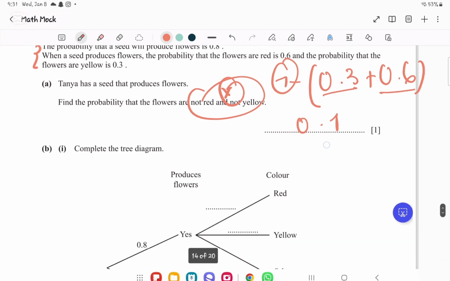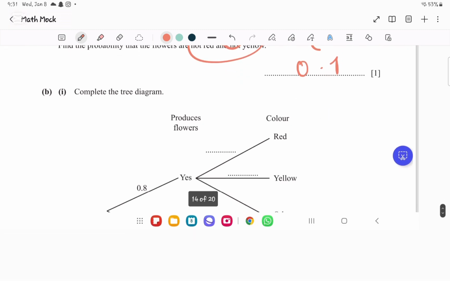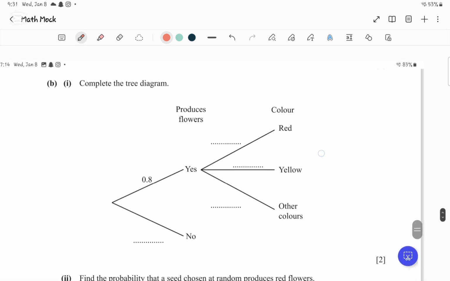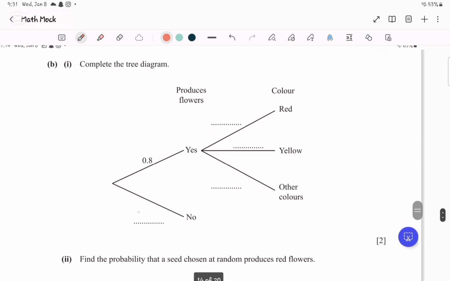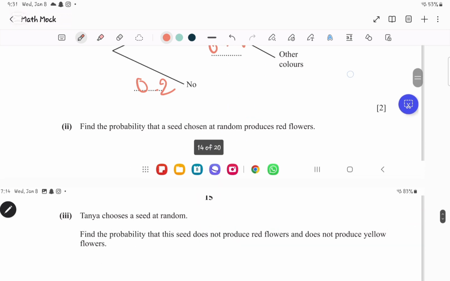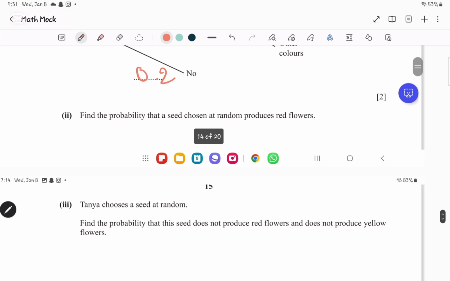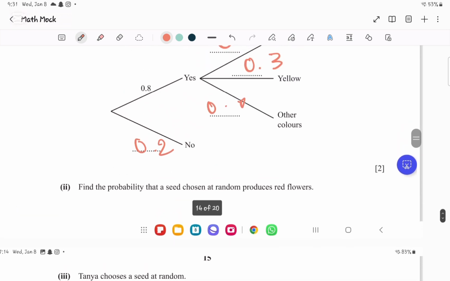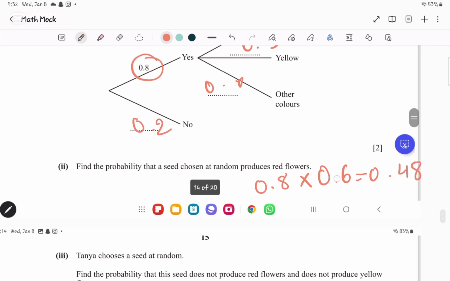Moving on to the next one, we are going to have to complete the tree diagram. So this is the tree diagram. Very simply, this is 1 minus 0.8. Remember, red was 0.6, yellow is 0.3, and the other colors is 0.1. We need to find the probability that a seed chosen at random produces red flowers. Very simply, it is the probability that a seed will produce flowers, multiplied by the color red, which is 0.6, will give us 0.48.